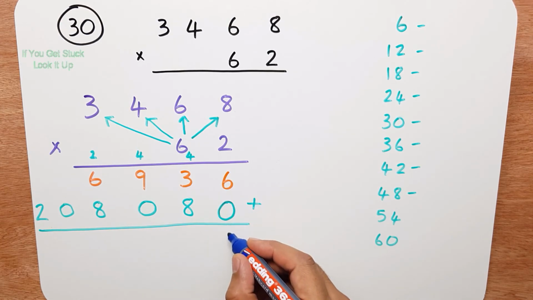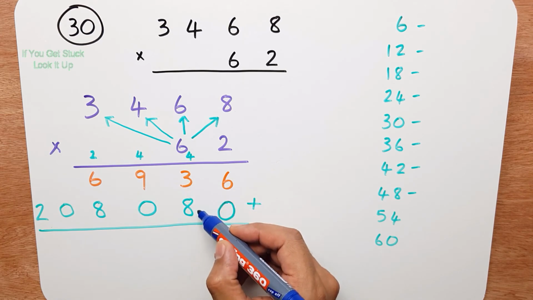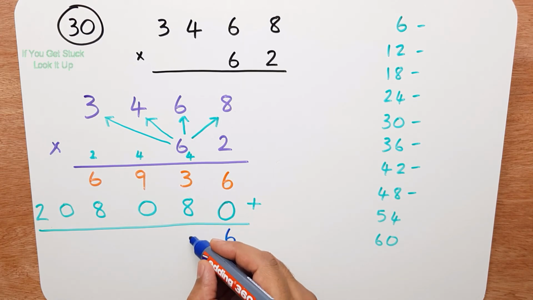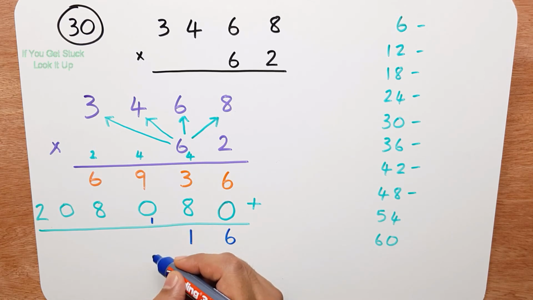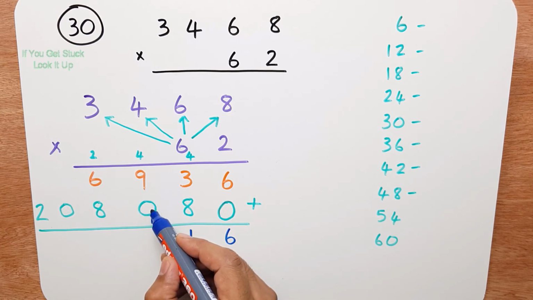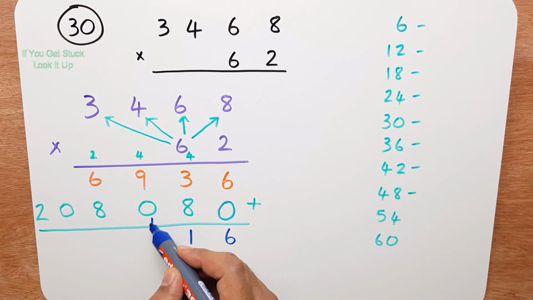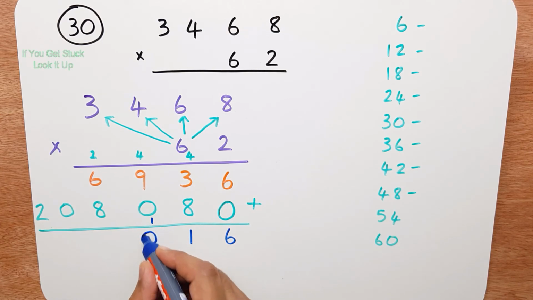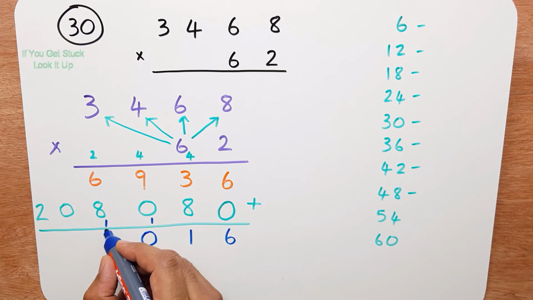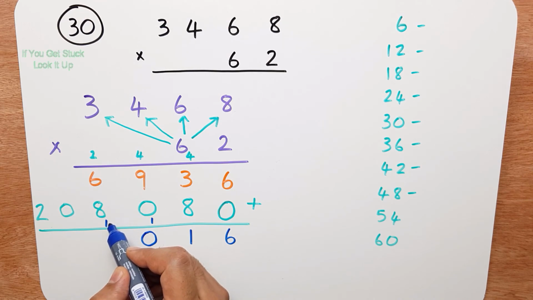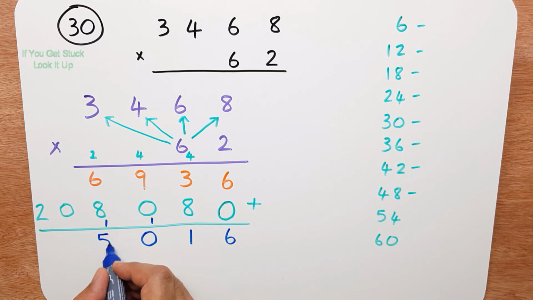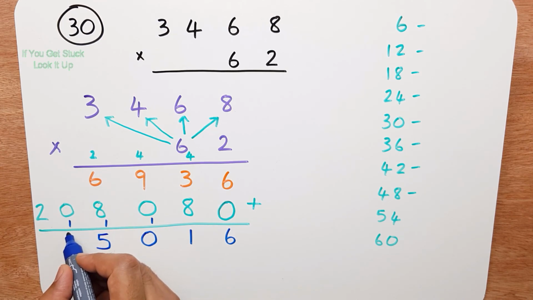6 add 0 is 6. 3 add 8 is 11. So I'm going to put the 1 here and carry the 1 over to the next column. 9 add 0 add 1 is 10. So I put the 0 here and I carry the 1 over. 6 add 8 is 14, plus the 1 I've carried over is 15. So I put the 5 down and I carry the 1 over.